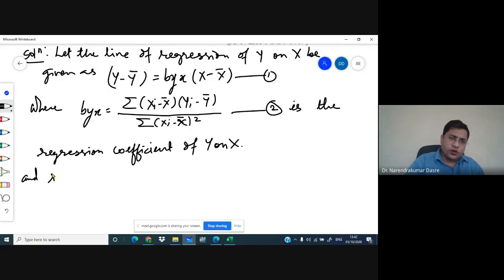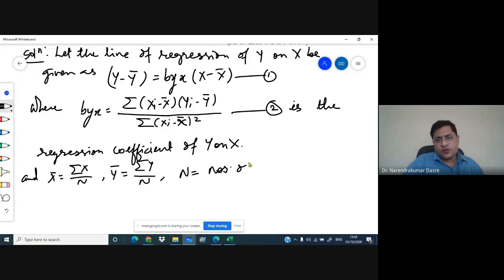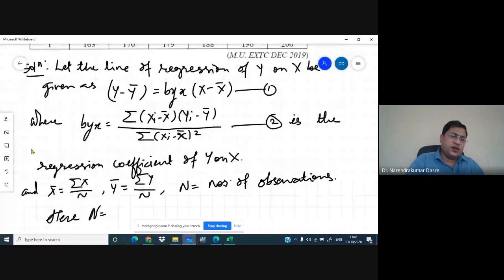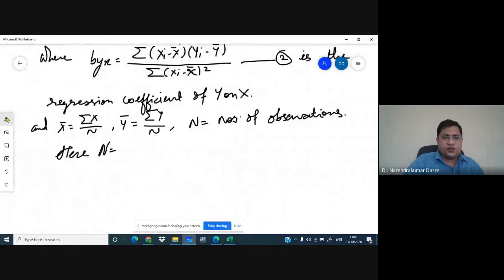And we want x bar, which is summation x upon n, and y bar, which is summation y upon n, and n is equal to the number of observations. So what is the value here? Here n is equal to... you can see how many observations we have. 6 observations. So here the value of n is equal to 6.